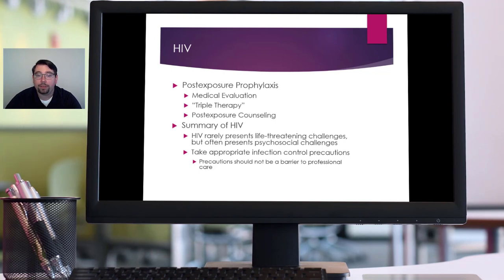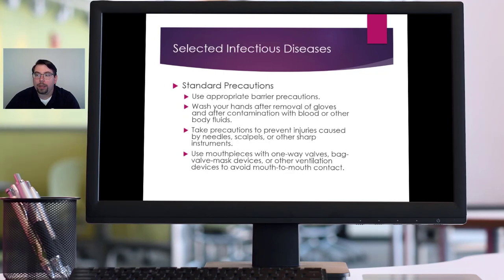However, they do pose substantial psychosocial challenges. In summary, HIV rarely presents life-threatening challenges, but often presents with psychosocial challenges. Take appropriate infection control precautions early, and then precautions should not be a barrier to professional care. Keep that in mind. Standard precautions, we want to make sure that we, again, use appropriate barrier precautions.